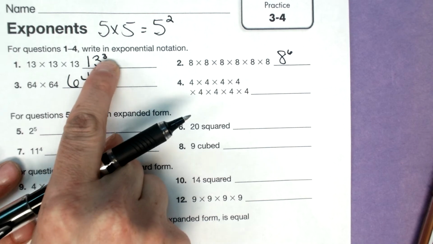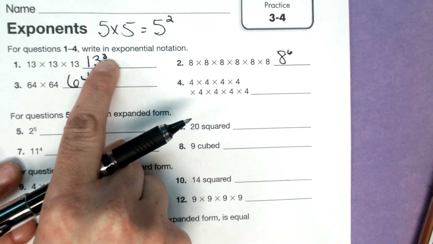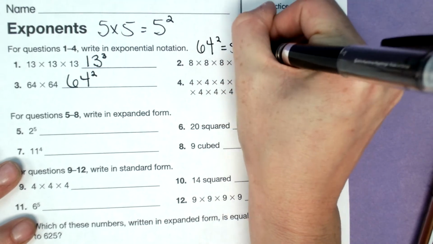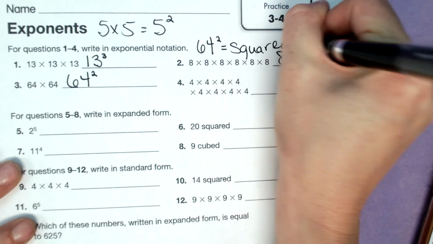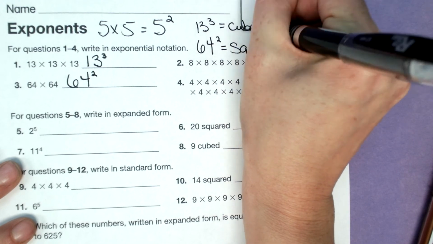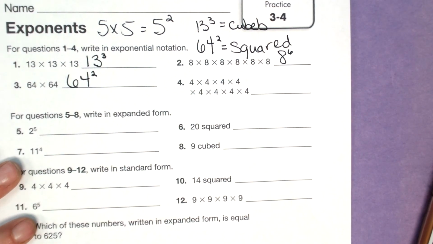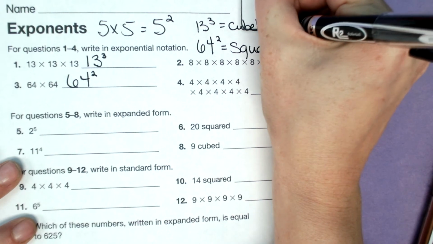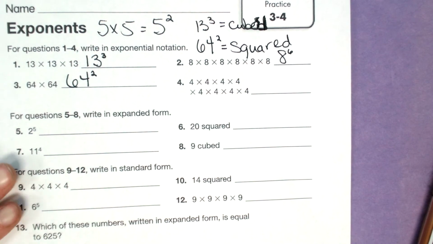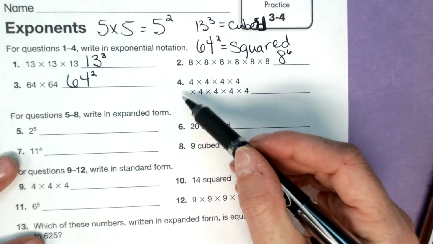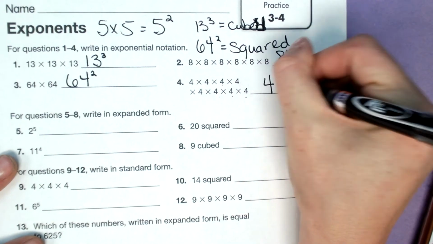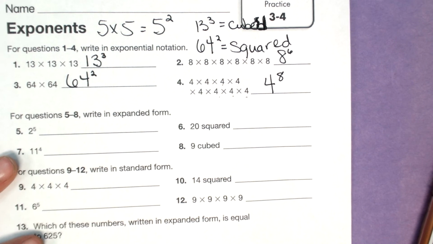13 to the power of 3 or 13 cubed. So when it's squared, when it's 2, and when it's 3, it's cubed. Oops. Cubed. Sorry. I wrote B backwards, D backwards. All right, so now the next one is 4. How many do we have? 1, 2, 3, 4, 5, 6, 7, 8. 4 to the power of 8.